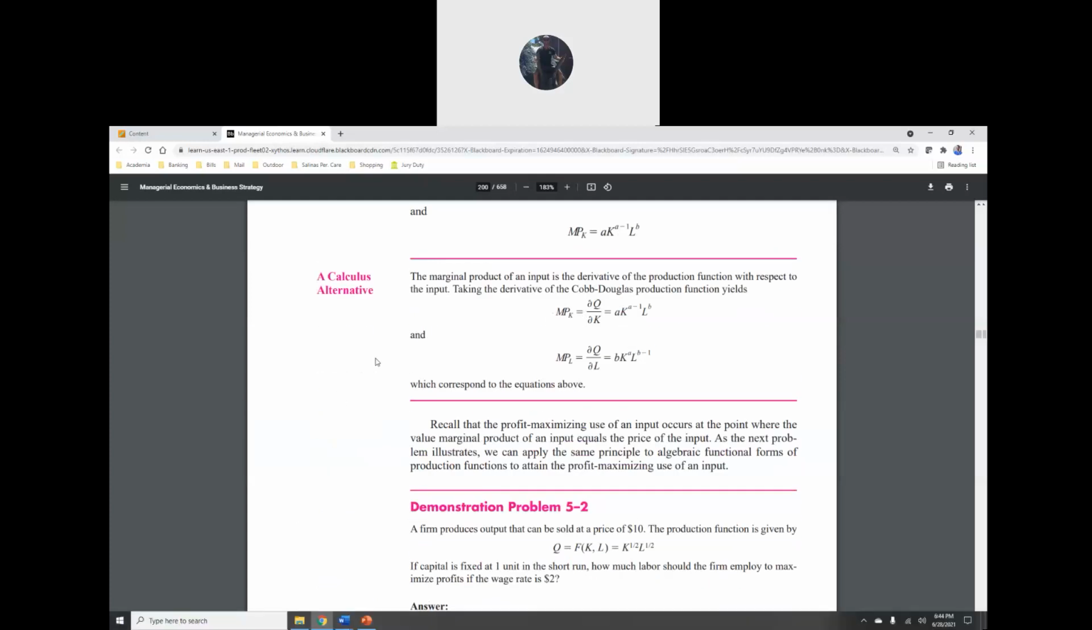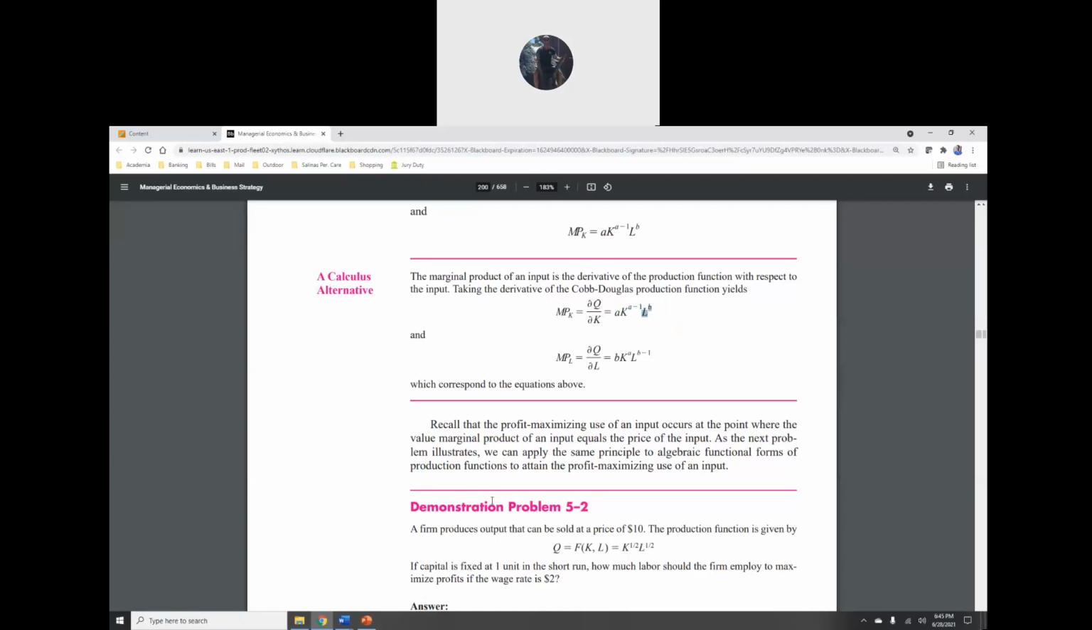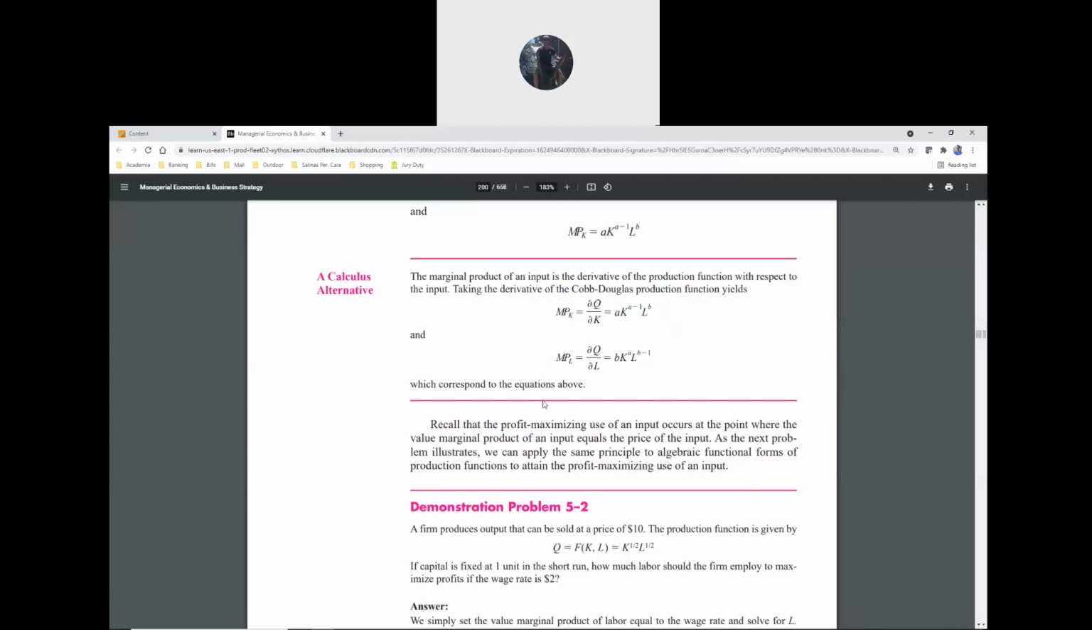All right, so see how the partial derivative of that with respect to K, just bring the exponent down, subtract 1 from it, and then this part is constant because that has to do with labor, not capital. Same deal for the MPL. You could alternatively differentiate the function with respect to labor. So dQ/dL: take the exponent for labor down, which is B, subtract 1 from it, B minus 1, and then this part is constant because we're only taking a partial derivative with respect to labor.